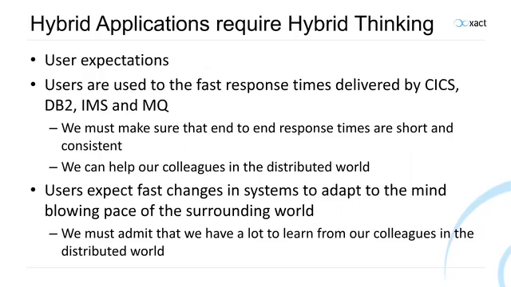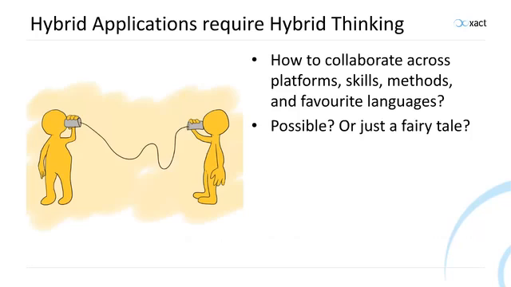But for mainframe systems to continue to play an important part in IT, we need more than hybrid applications. We also need hybrid thinking to match. There are some kinds of user expectations, like response times and stability, where we must share our knowledge and experiences with our colleagues. And there are other kinds where we should admit that we have a lot to learn from our colleagues. This requires an openness from both sides. It also requires ways and means to communicate and understand each other better. This is a cultural and an organizational issue. But we must face it and solve it. Otherwise our fairy tale might not get a happy ending.